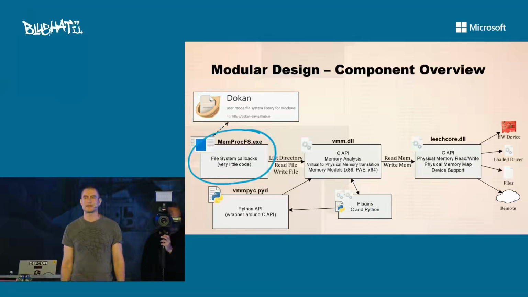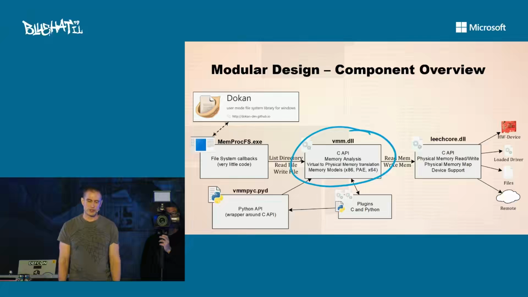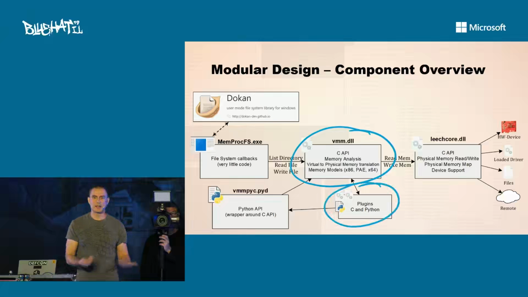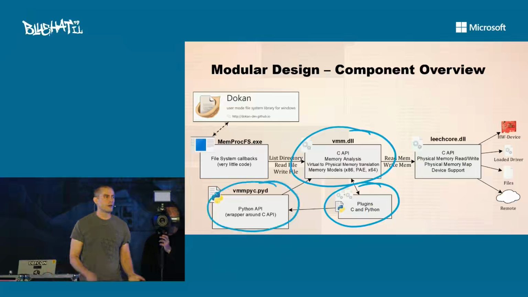All I need to do is to implement some really simple callbacks in my memory process file system executable, which is pretty much a very thin wrapper which forwards calls like list directory, read file, and write file to the main analysis library. And in here, every memory analysis step is taking place, and I do the virtual to physical memory translations, for example, and I do support communication with external plugins, either coded as native DLLs or Python files. If you're doing a Python plugin, you may want to call back into the main analysis library by using the Python API, or if you are including it in your own projects.